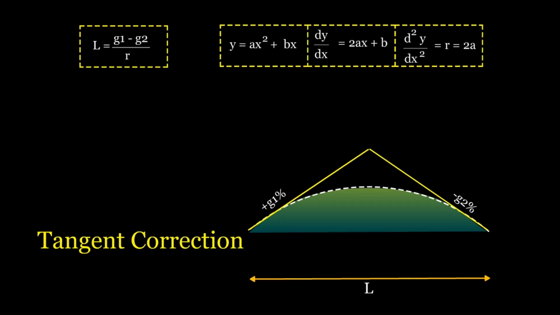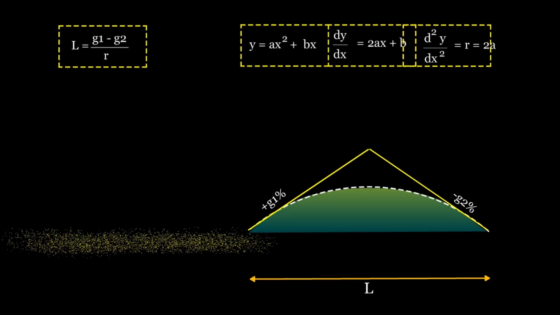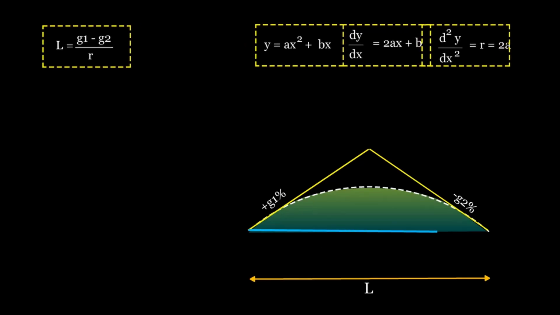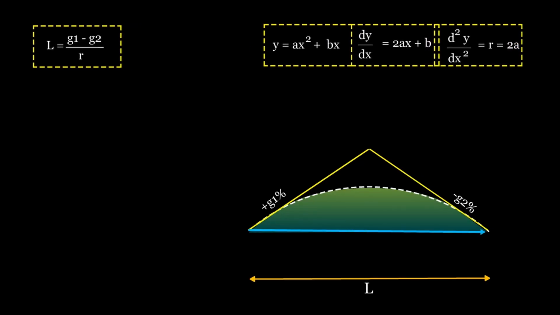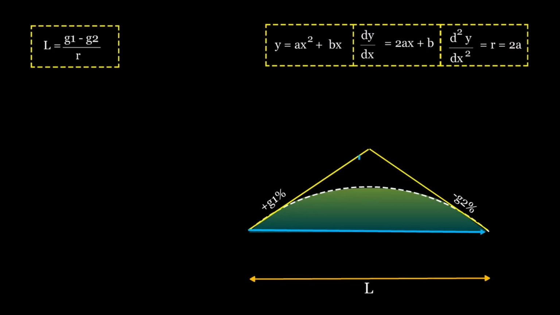Tangent correction in vertical curves. What is tangent correction? In vertical curves, all distances along the curve are measured horizontally, while offsets from the tangent to the curve are measured vertically. This vertical distance, offset, between the tangent and the curve at any point is known as tangent correction, denoted as h.